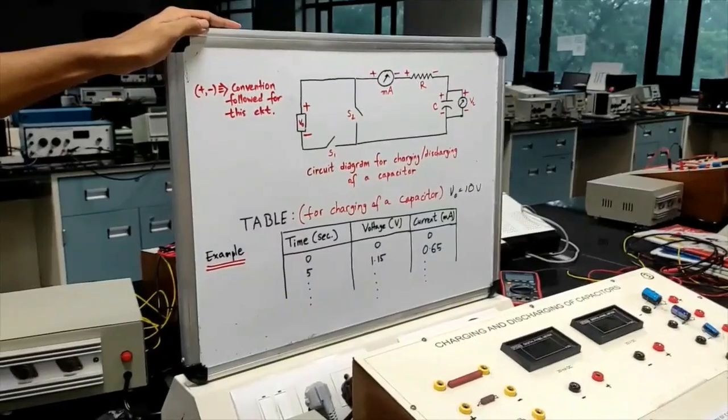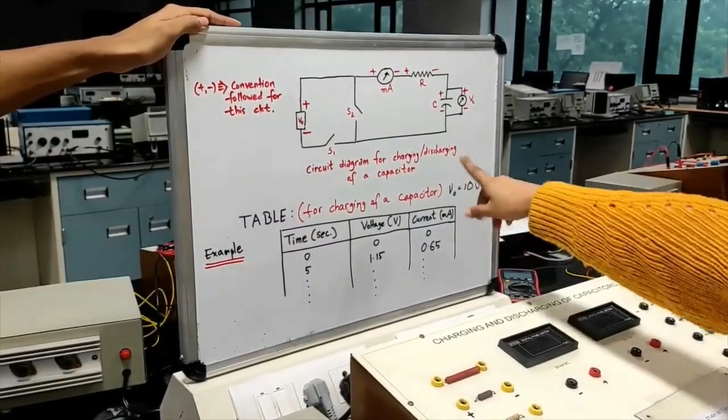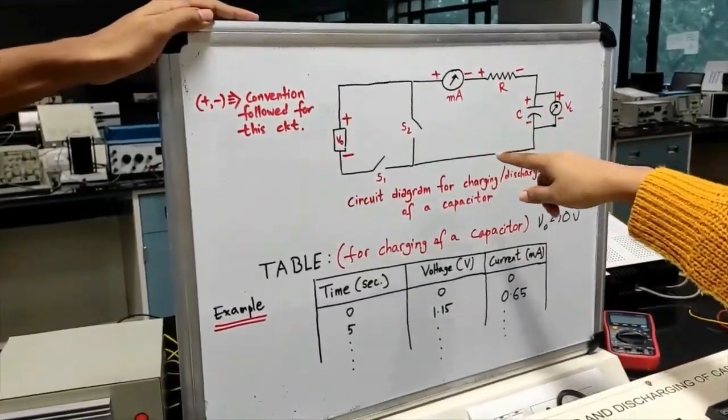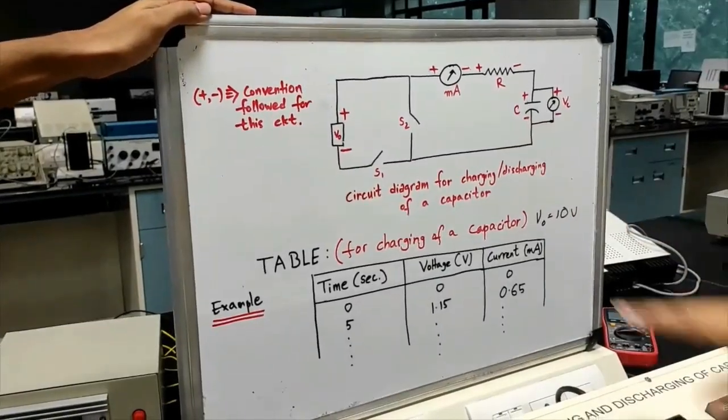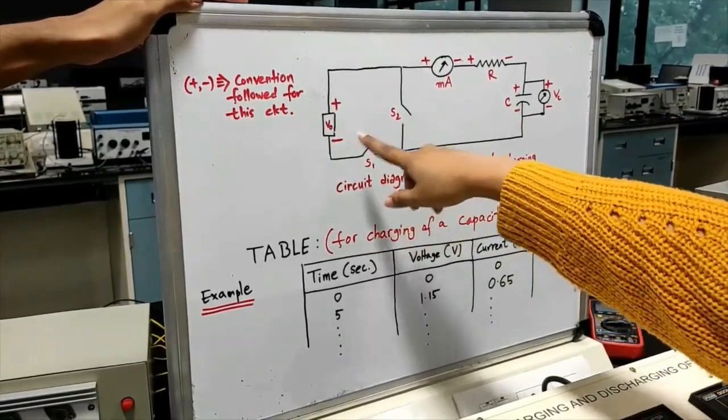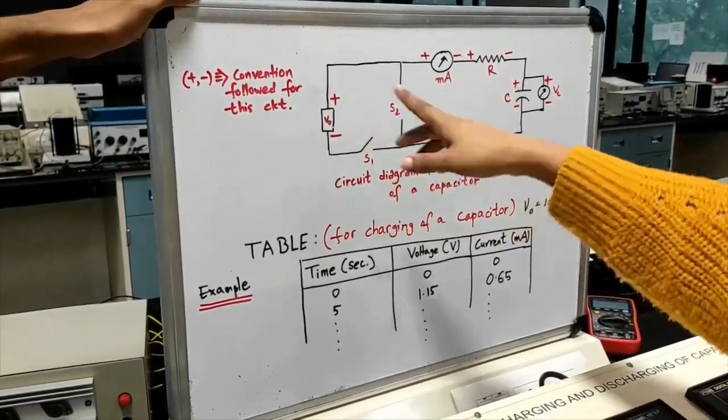Now we move to the first part of the experiment, and this is the circuit that will be made on the network board, and these are the conventions we are going to use. Let me make the connections.